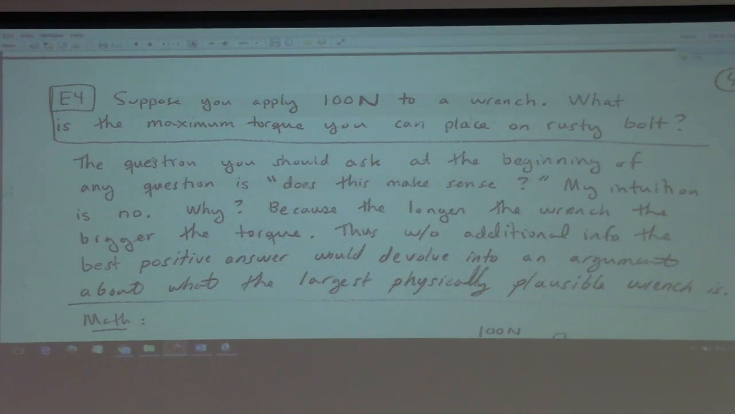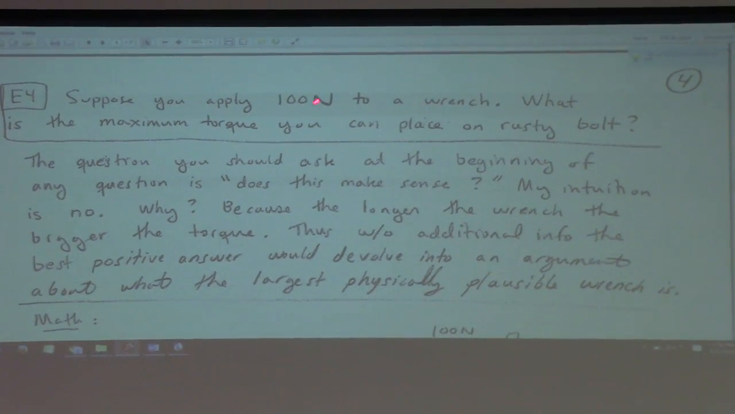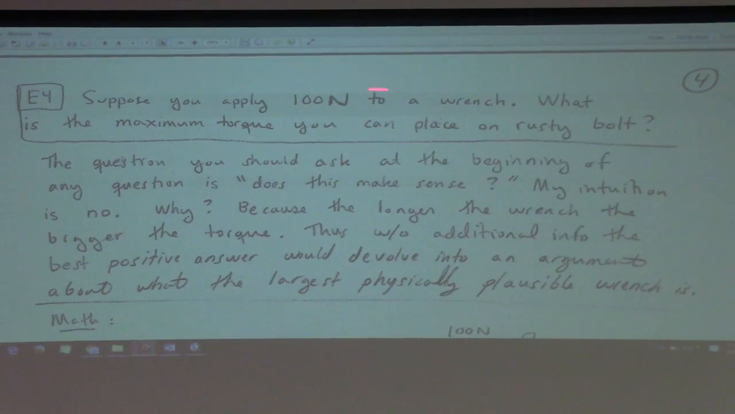Example 4. Let me do a whirlwind lightning round of examples here. Suppose you have 100 newtons applied to a wrench. What's the maximum torque you could place on a rusty bolt? This is a trick question. It's impossible to answer unless you know how long a lever you have on hand, right?